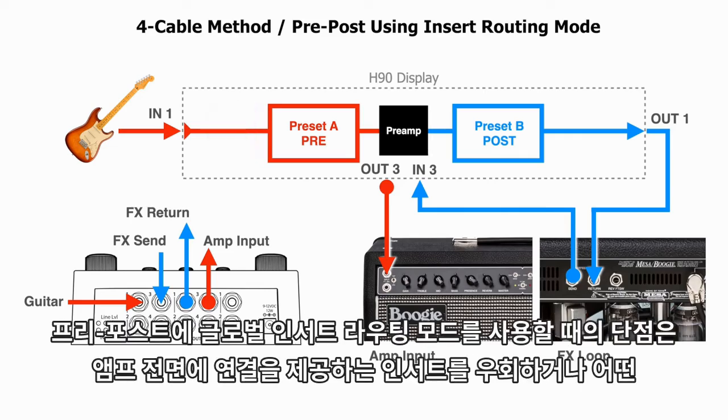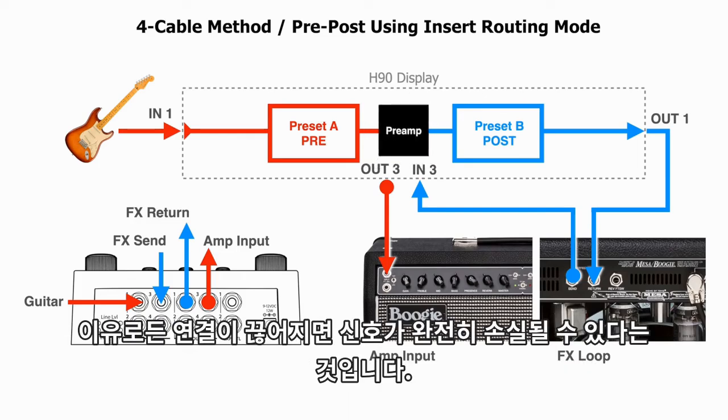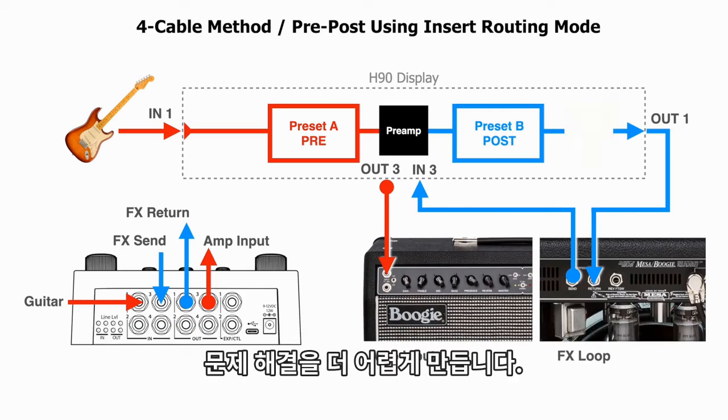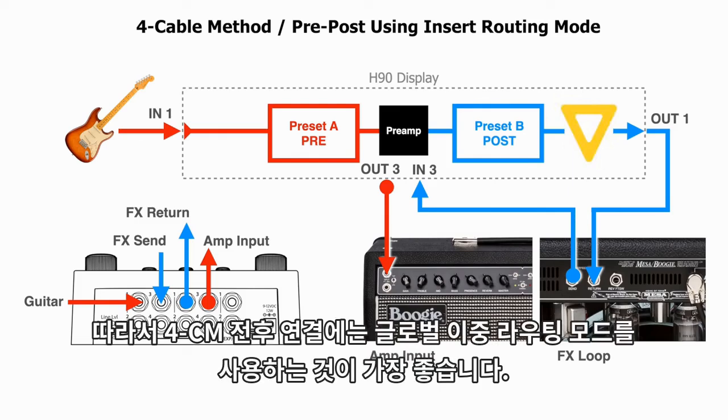The downside to using the global insert routing mode for pre-post is, if we bypass the insert providing the connection to the front of the amp, or for any reason it gets disconnected, we may lose the signal completely. Similarly, if we employ the second insert and the external effect goes down or gets disconnected, we can also lose the signal. It makes things more challenging to troubleshoot. For this reason, it may be best to use the global dual routing mode for pre-post 4-cable method connections.